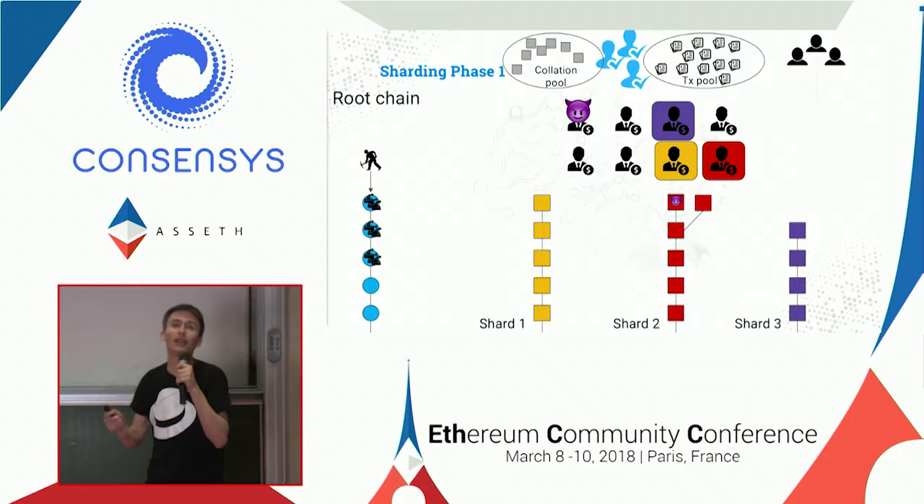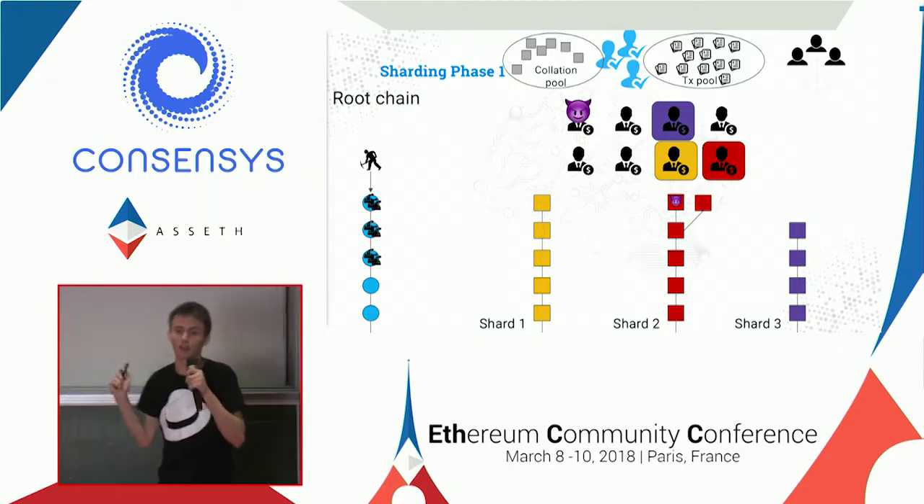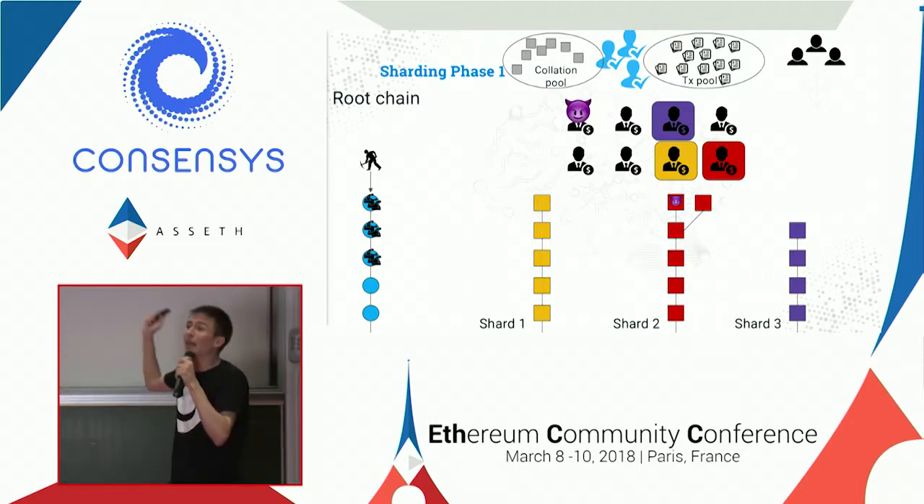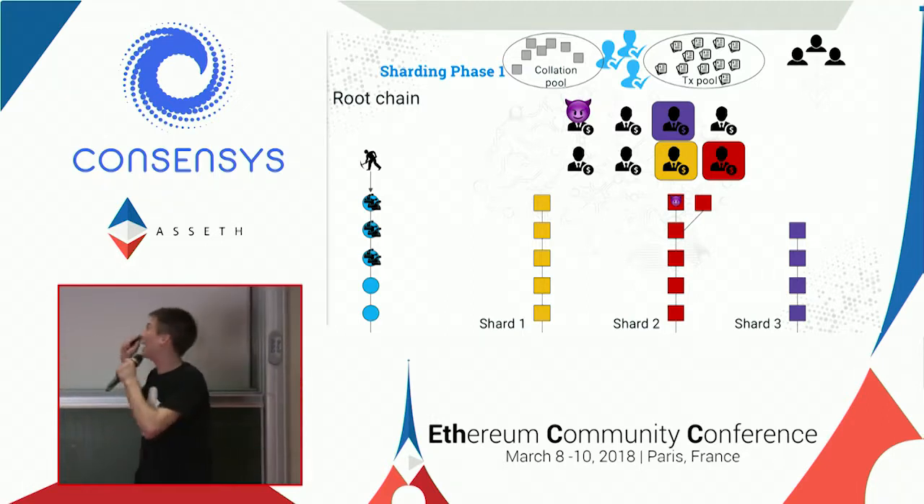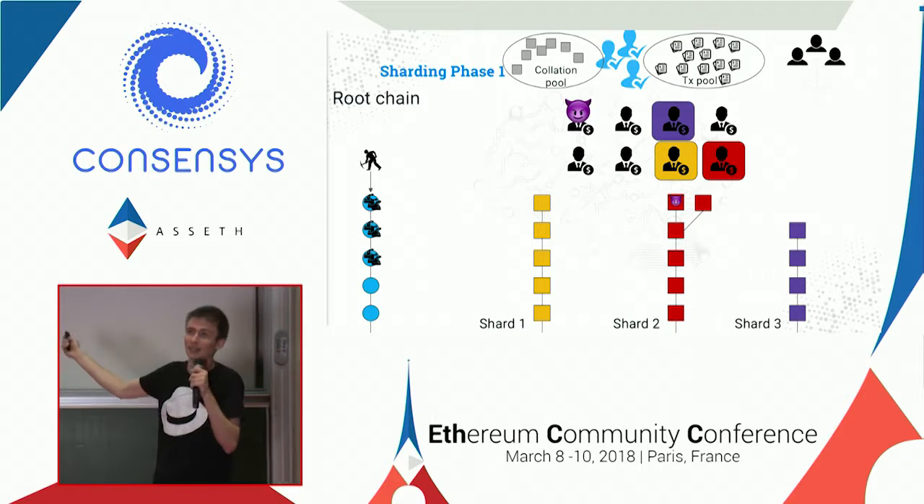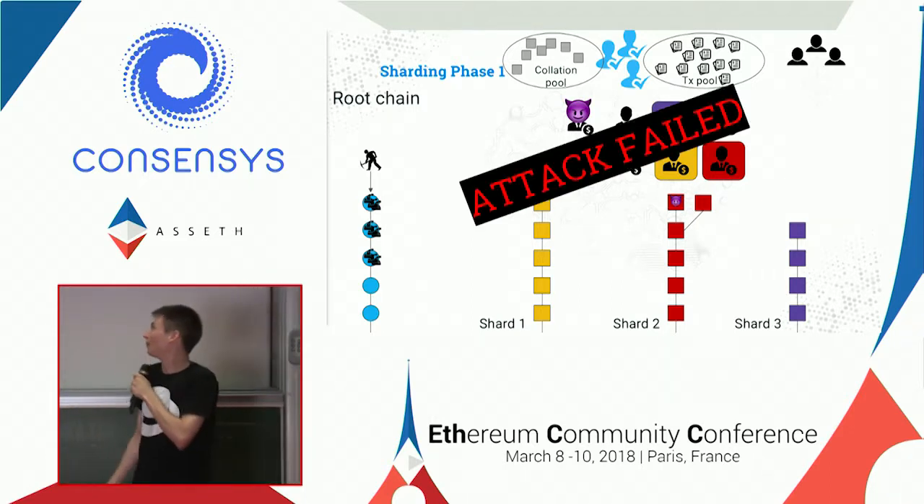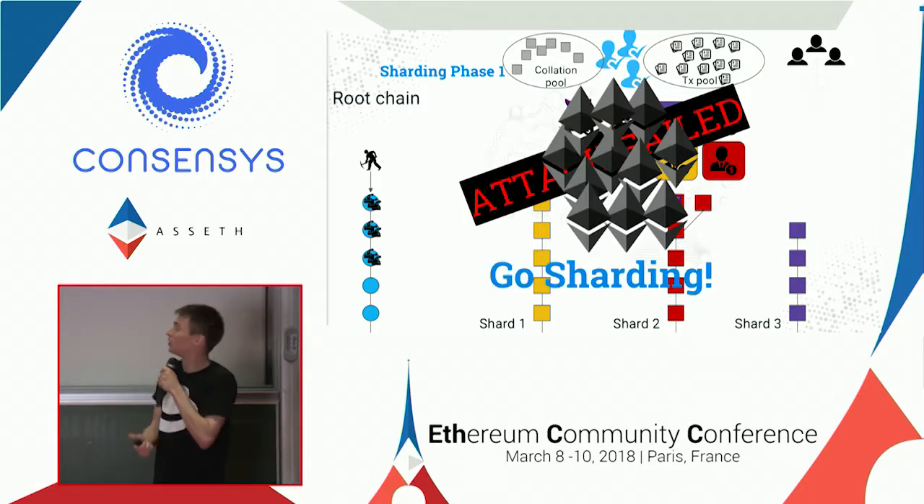And this is all managed in the Validator Manager smart contract. So super exciting. We're able to get this kind of scaling, able to prove availability, and mitigate these kinds of attacks if they ever do come up. Cool. So attack failed. Go sharding.